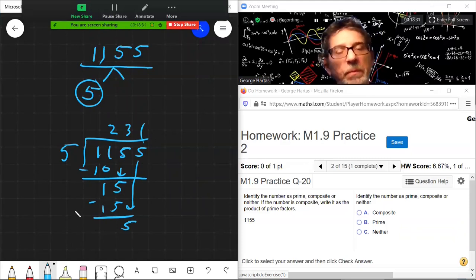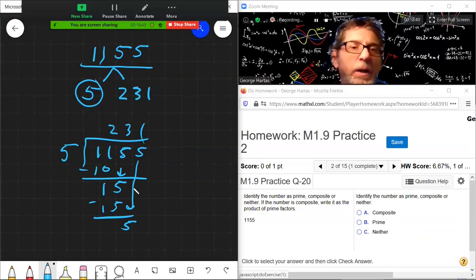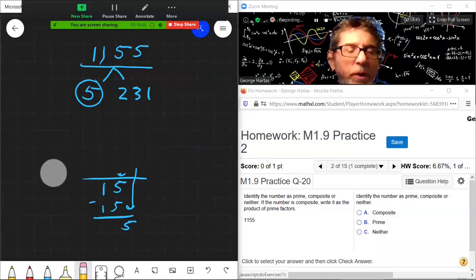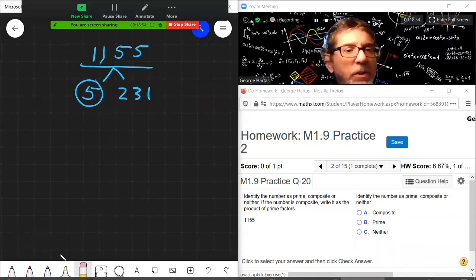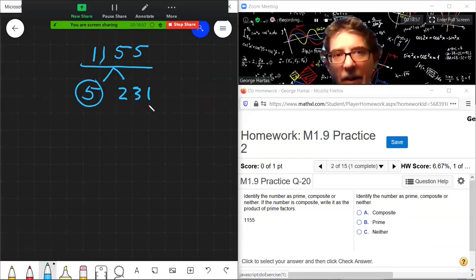231. 5 times 231 is 1155. All right. So as you can see, we went from 1155 down to 231. So significant drop off. We dropped off by a factor of 5. Okay. Now the question is, is this a composite number or a prime number? What times what is 231? I have no idea. But I'm going to use the divisibility rules to help me.